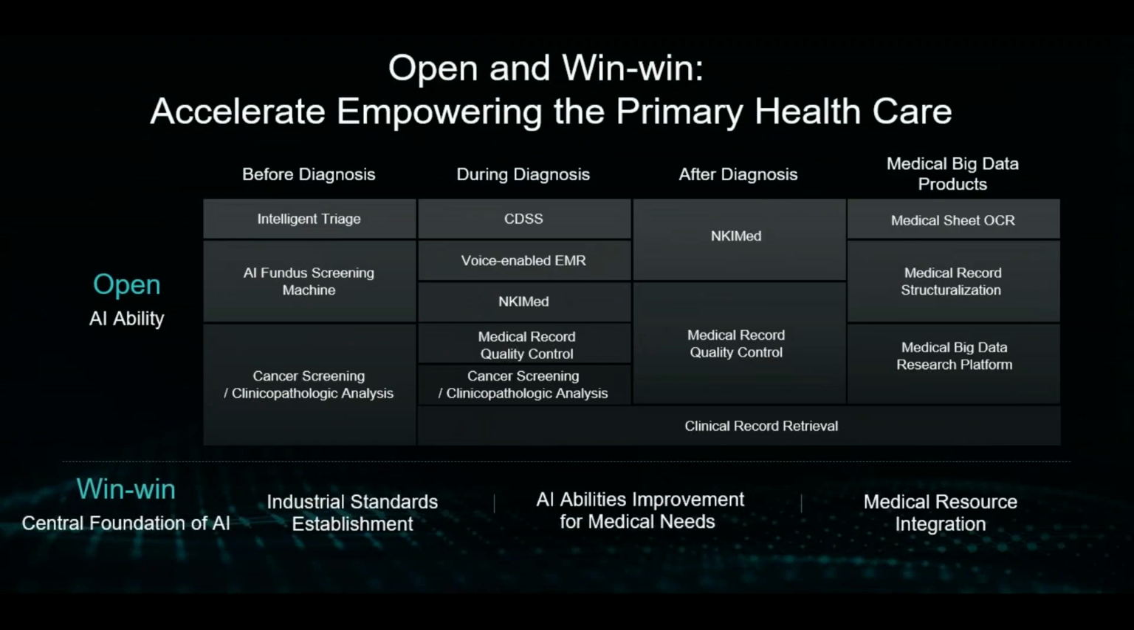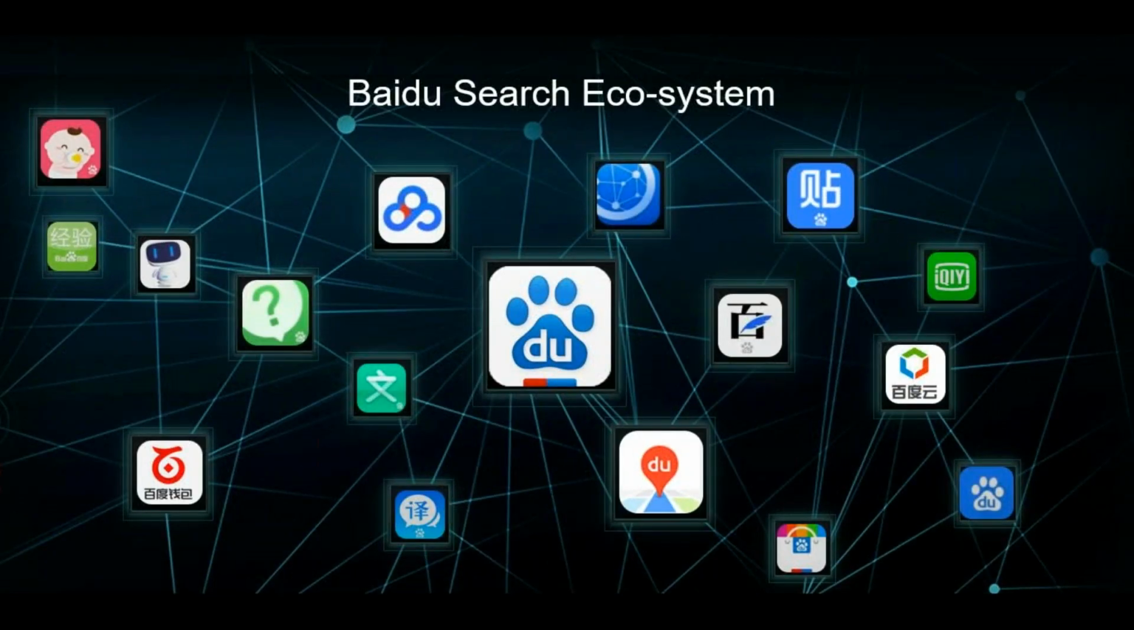So our strategy on this machine is open and win-win. We don't want to change the industrial situation, the existing structure. We want to benefit both ourselves and our clinical and industrial partners. So we have built this search ecosystem. Similarly, we can also build our AI ecosystem.